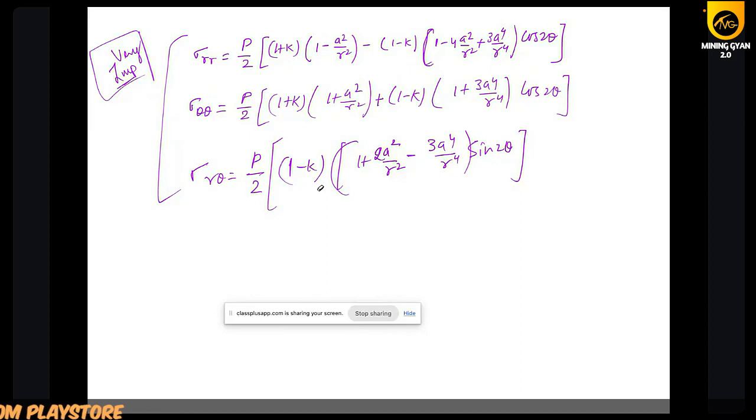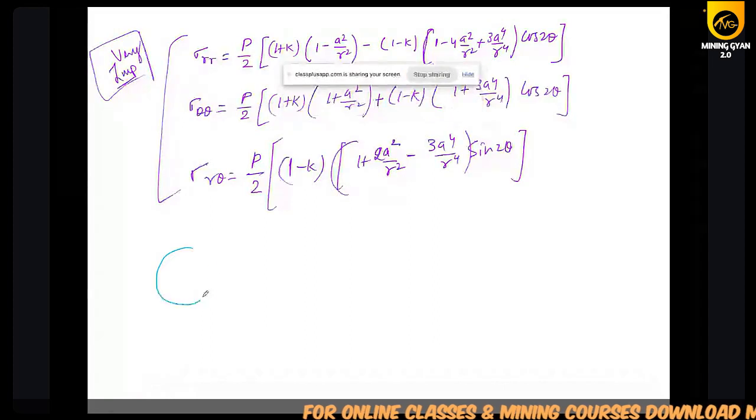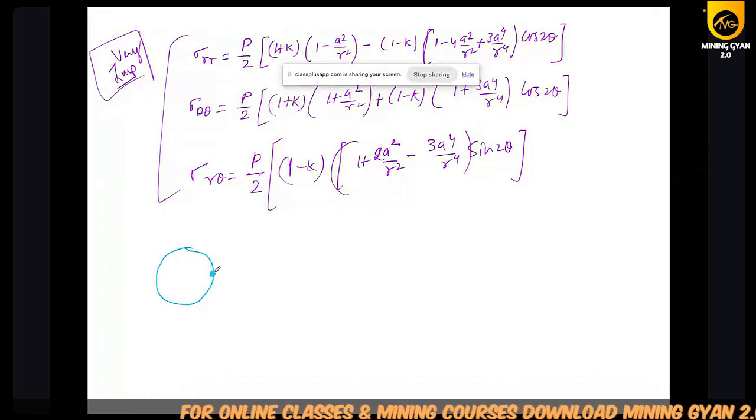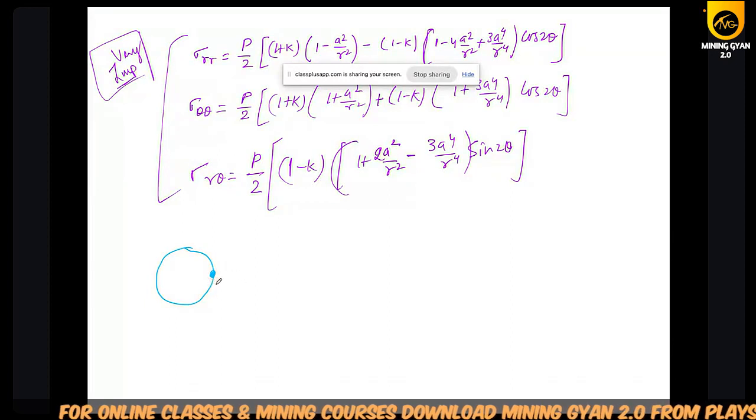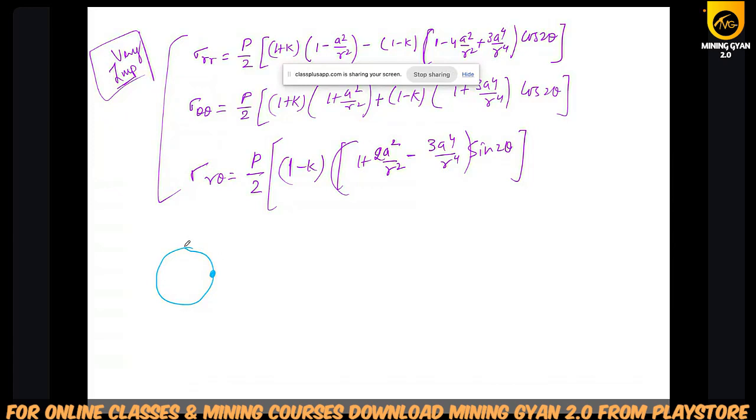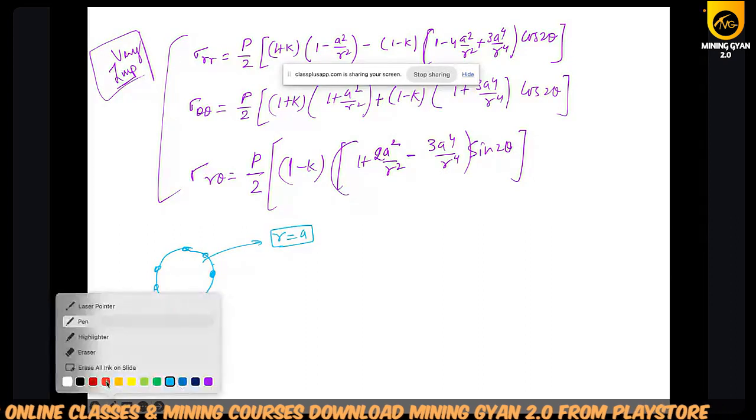Okay, so how will this formula work? Suppose this is your opening. If you want to find out for a point on the border, here, here, anywhere, what is the value of sigma rr, sigma theta theta, sigma r theta? I am talking about r equal to a. Then how will you find it?